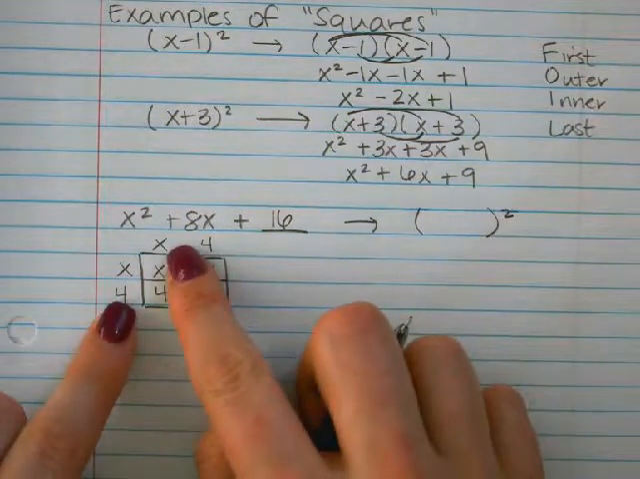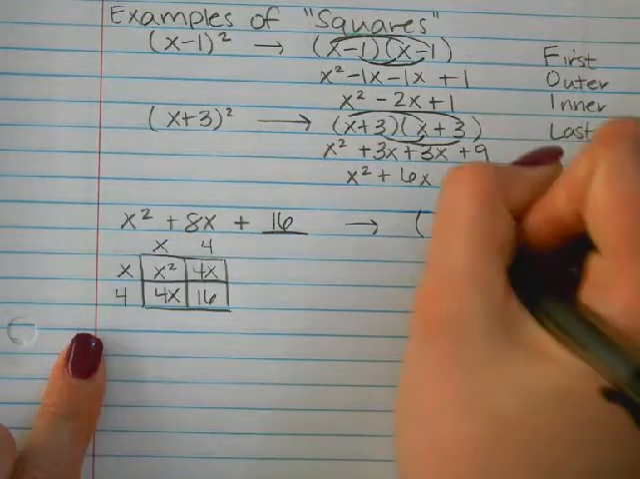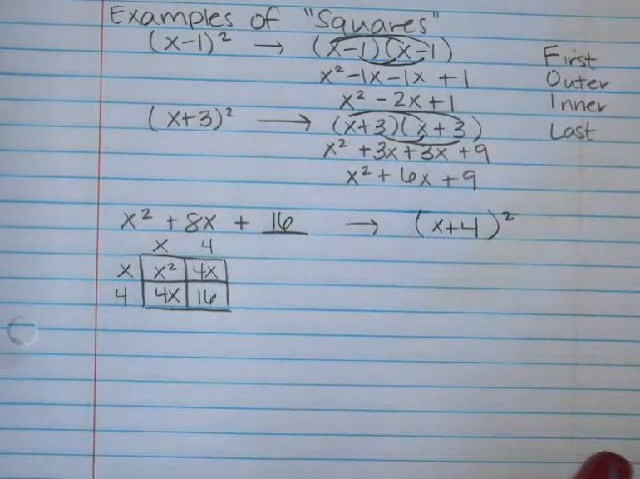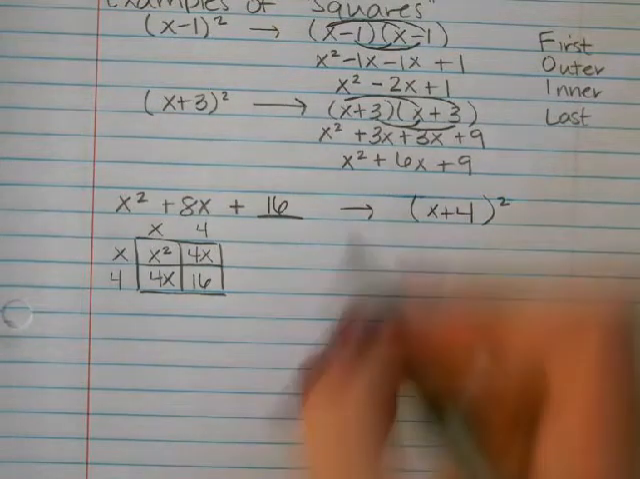Then you can look at the outsides. We can see x plus 4 is one of the outsides, x plus 4 is the other outside, so that gives us x plus 4 squared. So we've got two terms. There's two different ways of thinking about these numbers.